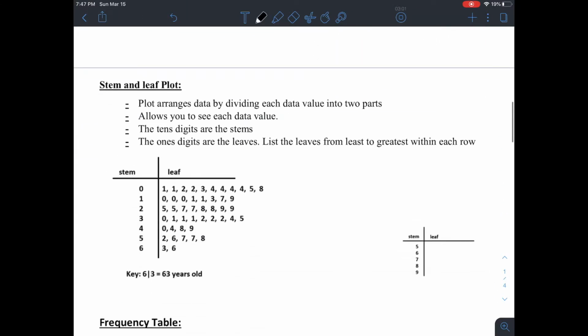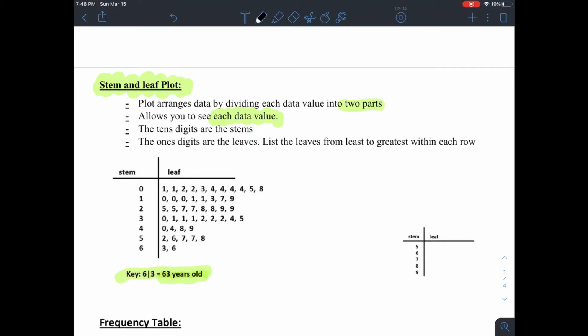Next, we have stem and leaf plots. This is one of my favorites because it allows you to see each and every data value. Every single data point is right there in front of you, and that's something that's unique to stem and leaf plots. So they divide each data value into two parts. In our example here, our key tells us that 6 on the stem side and 3 on the leaf side equals 63 years old.